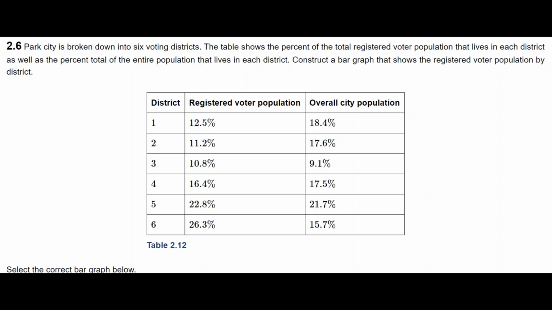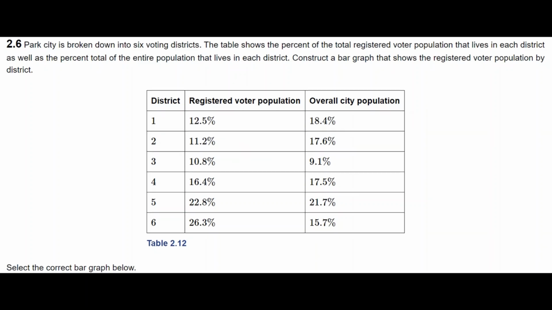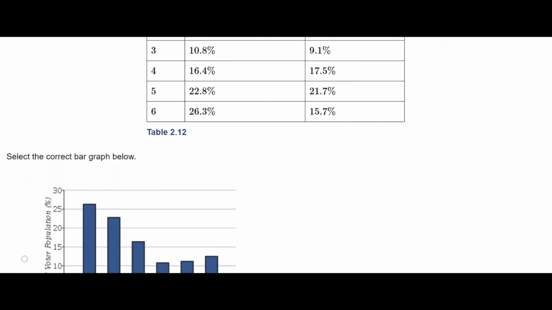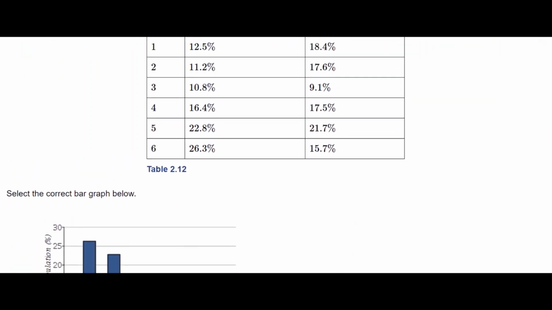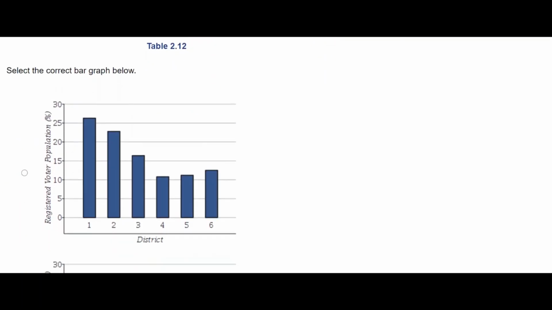So, for example, I can see that the minimum voter population is in the 3rd district, and the maximum voter population is in the 6th district. So I must be looking at a bar graph where the 3rd bar is the smallest bar and the 6th bar is the largest bar. So we move on to our choices and see what happens. We have to look at 3 as the smallest bar, 6 as the largest bar.